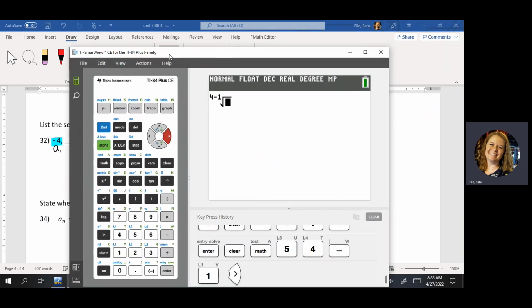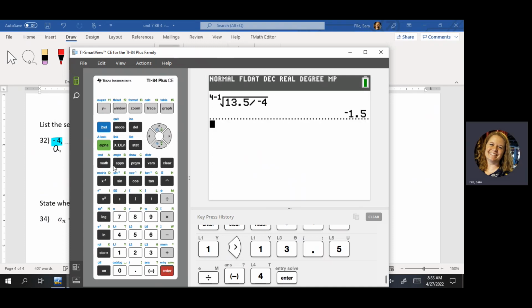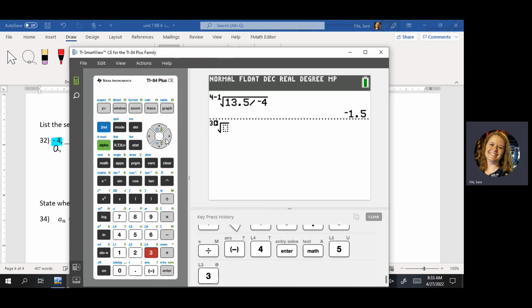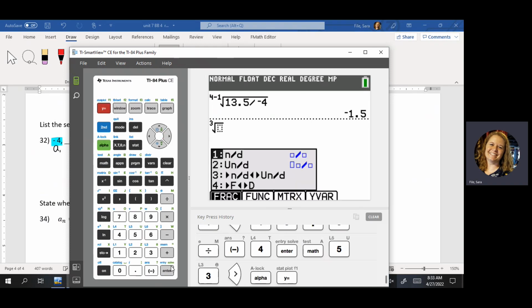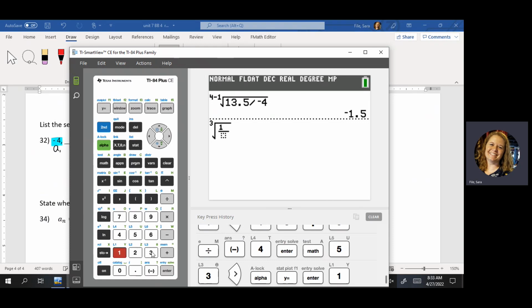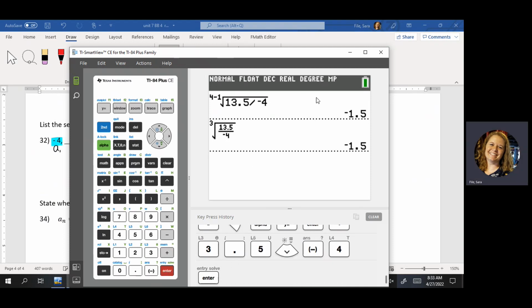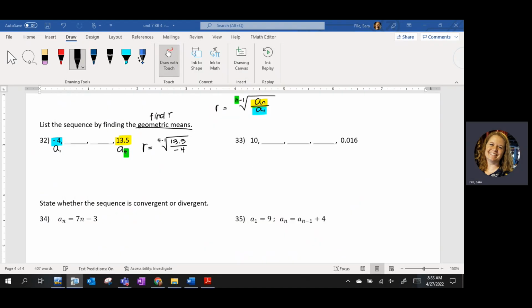And then it's 13.5, which you can just type in divided by for the fraction, like this, or you could do, like if I did this as the cube root, and then I could do that alpha y equals to put it as a fraction, and you can see both of those are going to work out and give us the same answer, typing them in either one of those ways. But it's -1.5. Okay, that is R.